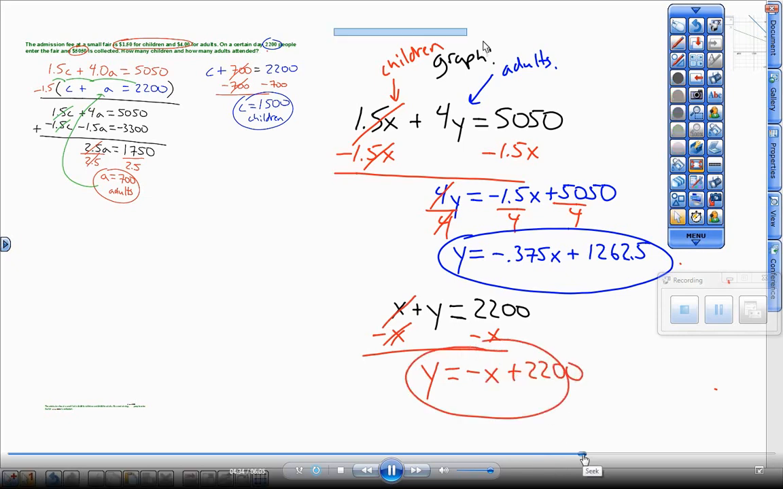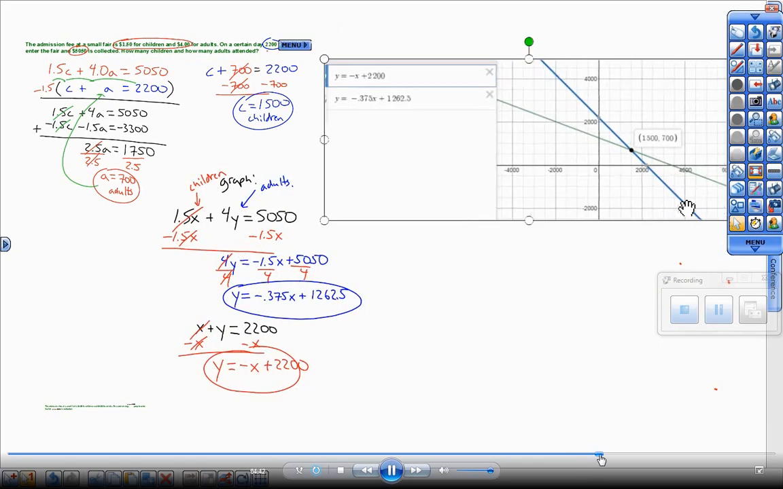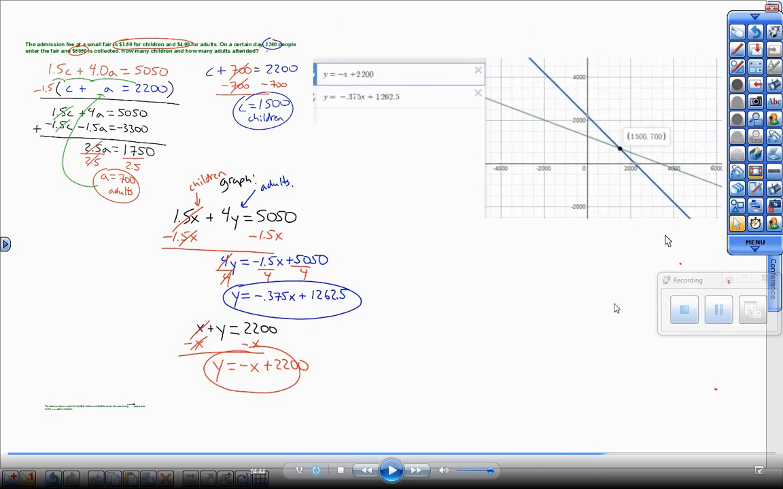If I graph those on Desmos, there it is right there, where I plug in my equations. Y equals negative X plus 2,200, and negative this one. It intersects right here at that same point, 700, 1,500. The way I have it set up is my X and Y. X is number of children. Y is number of adults.